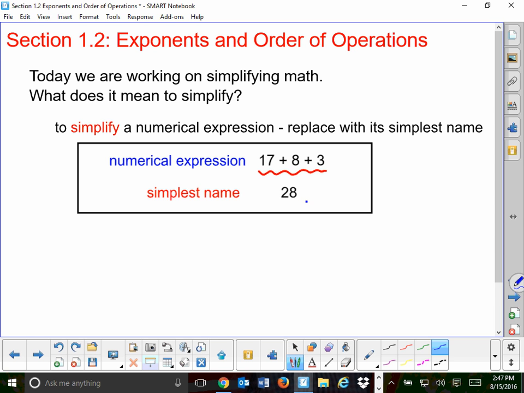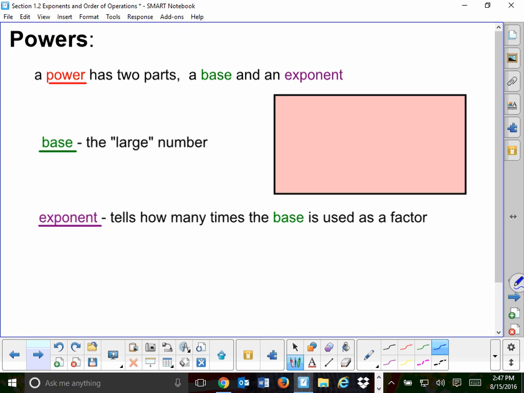Well, at some point, we needed to come up with rules to do that. So that's what we're going to look at today. What are those rules to simplify? Before we can do that, I want you to know some basic vocabulary.